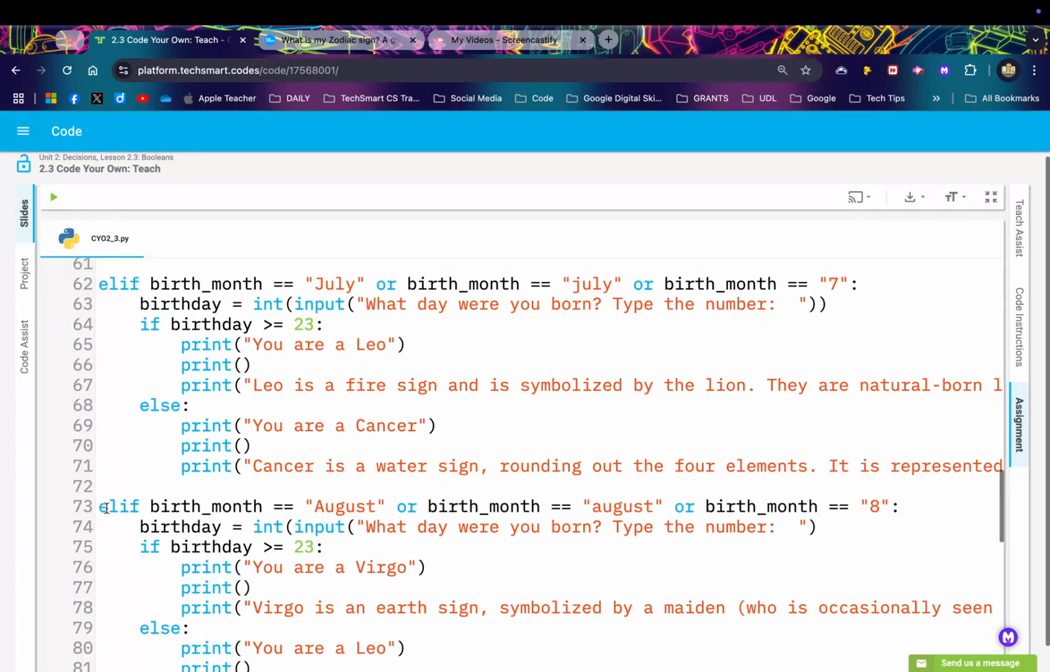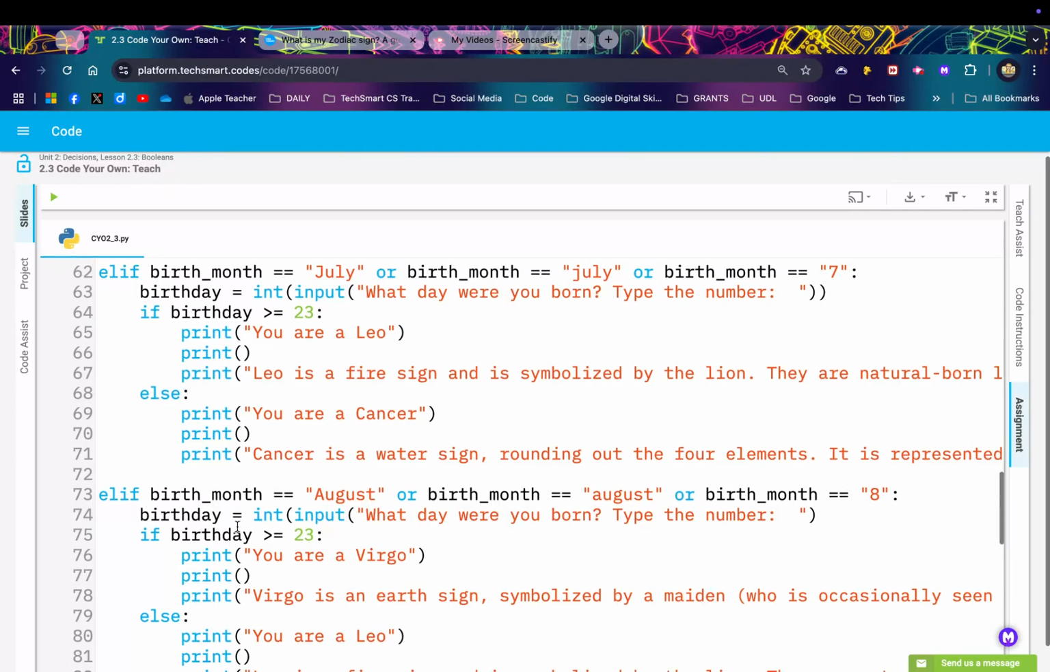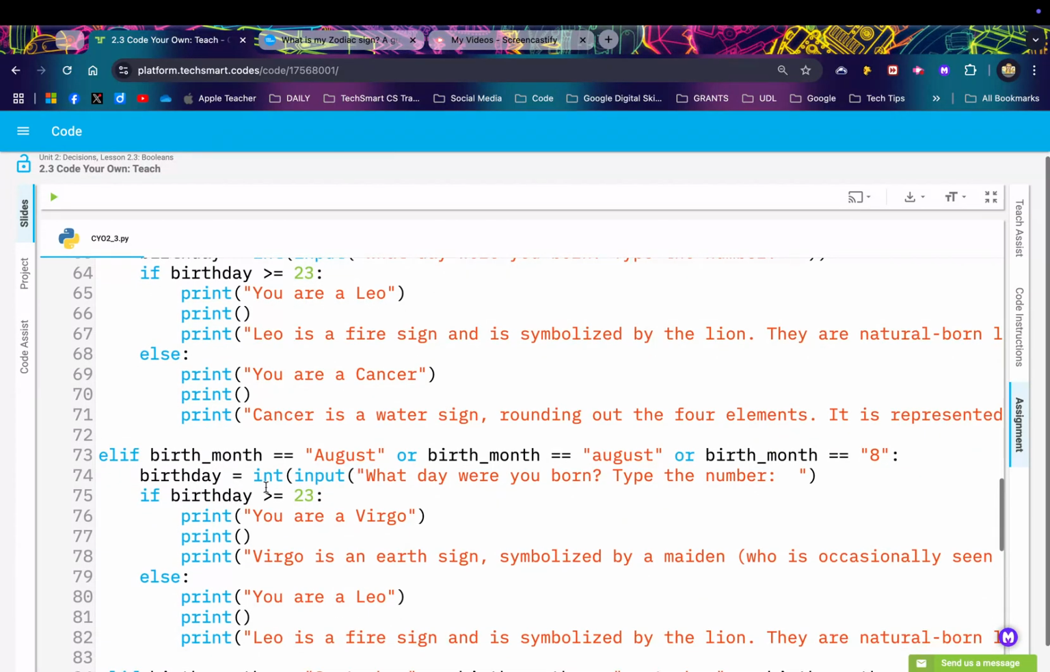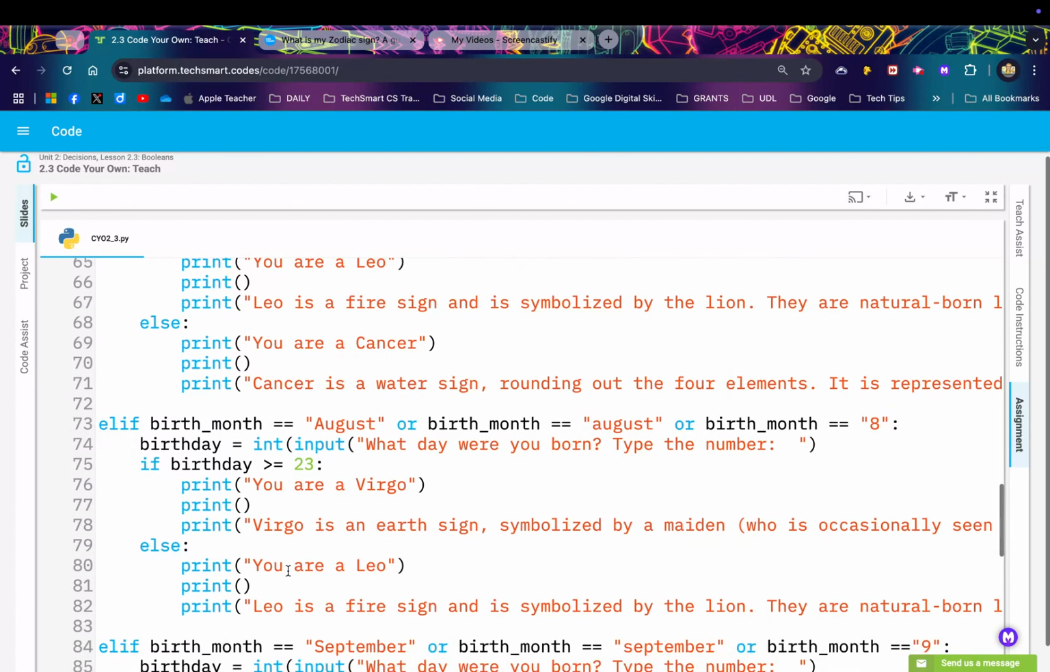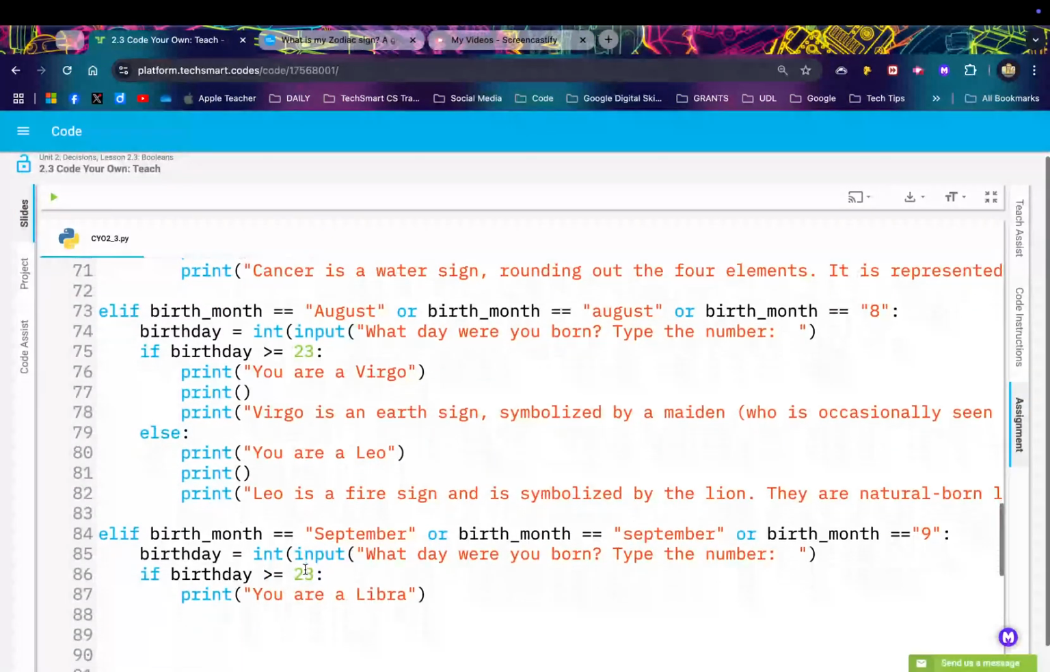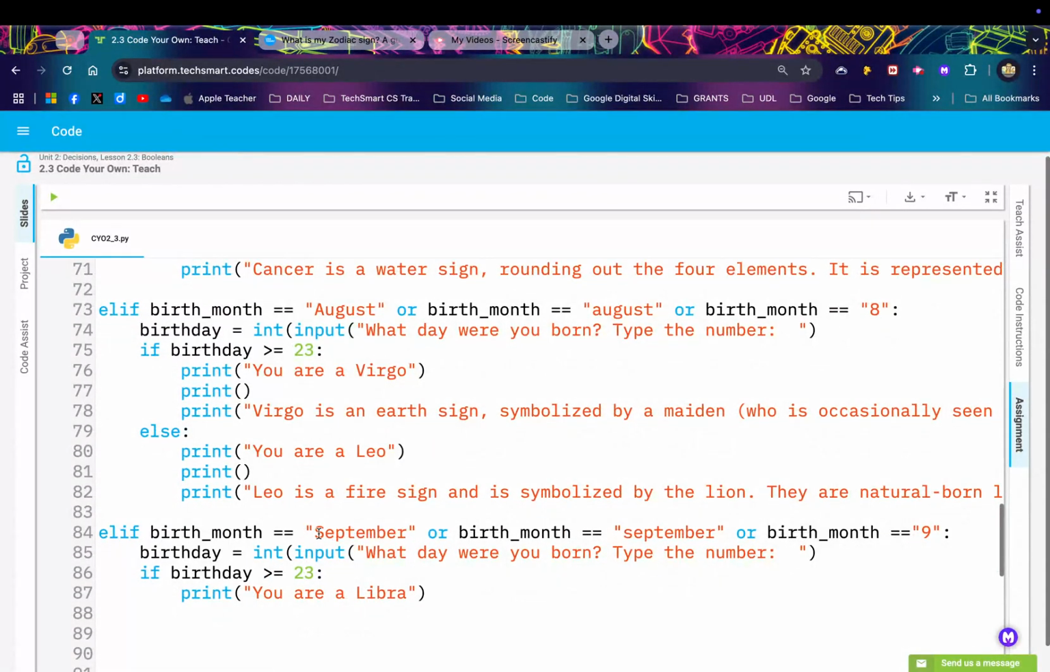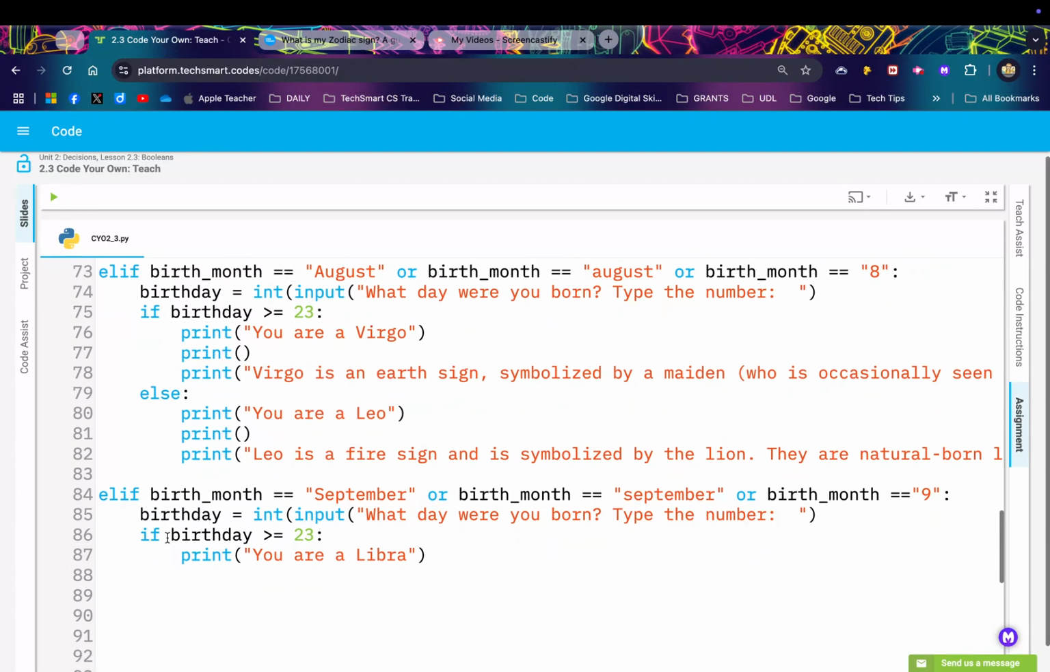Here's my next elif birth month, August, and all the modifications for August. Birthday question again. Cutoff for August is the 23rd. You're going to print you are a Virgo. Else, you are a Leo. Here's our elif birth month for September. Here's our question for birthday again. And if birthday is greater than or equal to the 23rd, you are a Libra.